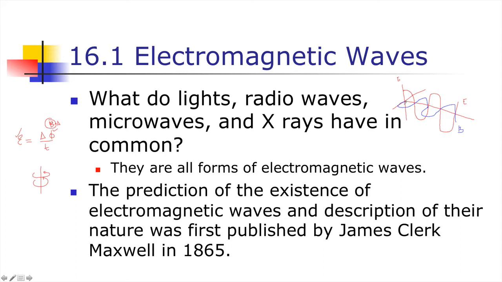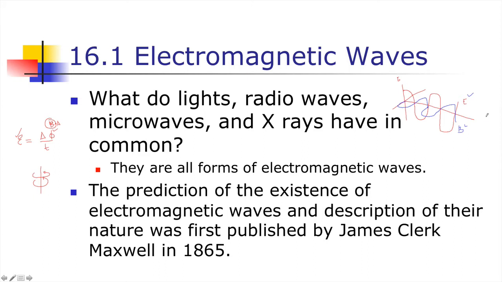Therefore, what he also realized is that there is a wave involved in those fields, and that wave could propagate in space. That's what he proposed. Of course, that's his proposal. He wrote a complex mathematical equation that involves E and B, the electric field and the magnetic field, being in motion in space.